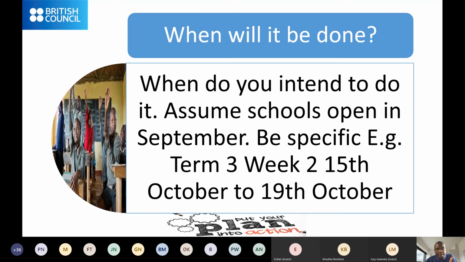Now, just prescribe, imagine we are working from September to March. If things change, you'll just be adjusting the date, but you are clear. But week 2, term 3, from 15 to this, I'll be doing this. So be very clear in your plans so that it helps when you are monitoring. It helps when you are looking for support.